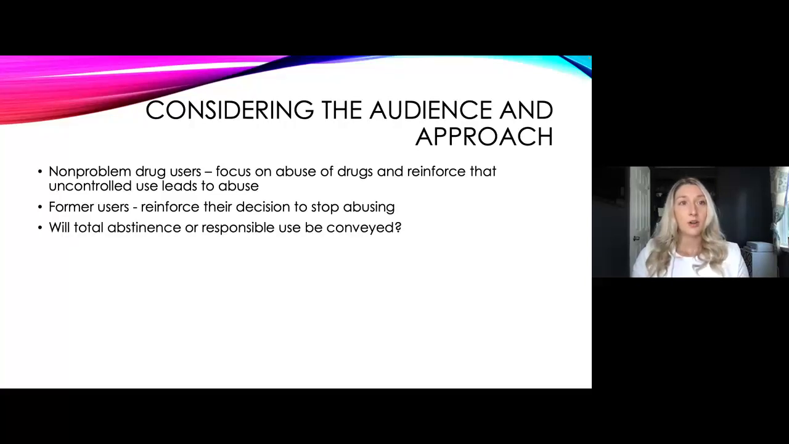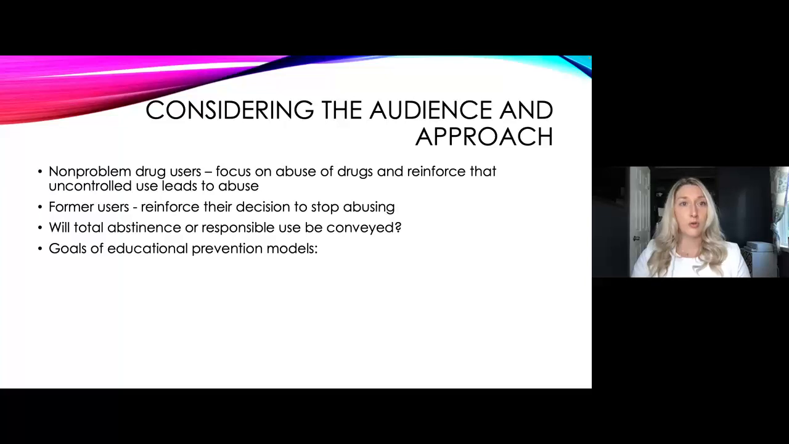We also want to consider, are we promoting total abstinence, or are we just promoting responsible use? Are we hoping that individuals don't use drugs at all? Or are we saying our audience right now is 21 to 25-year-olds, and there's no way we're going to get them to totally abstain, or all of them to totally abstain from drug use. So let's at least try and get them to use responsibly.